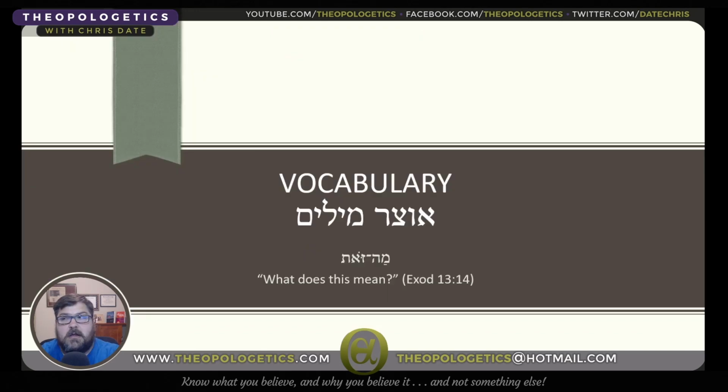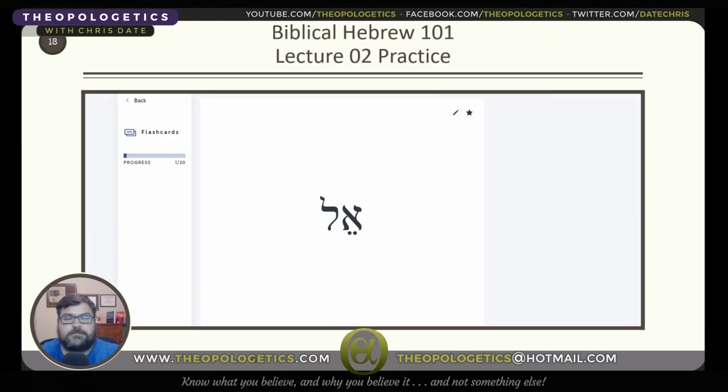nikudot. Now let's practice vocabulary with our flashcards. All right? So again, these are in a shuffled order, and we're going to be showing the Hebrew and answering in English, but I want you to practice your flashcards in both directions, Hebrew to English and English to Hebrew.